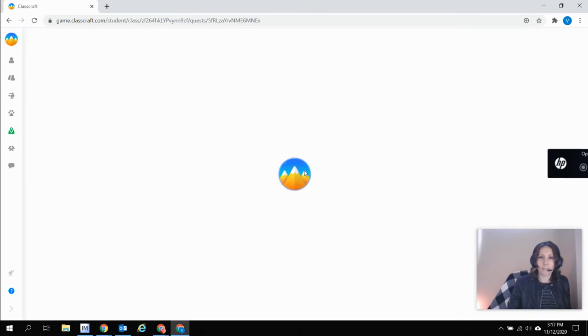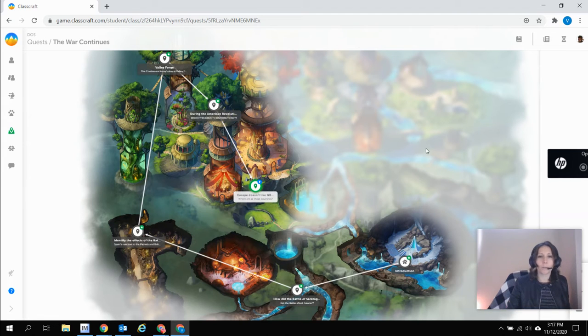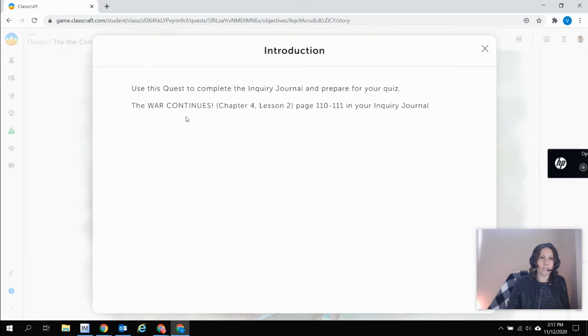So when you hit the quest, it's going to open up, and yours is probably going to be all foggy because you haven't started it. The students already started theirs. It starts off with an introduction: you're going to use the quest to complete the inquiry journal and prepare for your quiz. I was clever and I added quiz hints all throughout the quest. So it's your job to write those down, to read those, to study those, to remember those for your quiz.